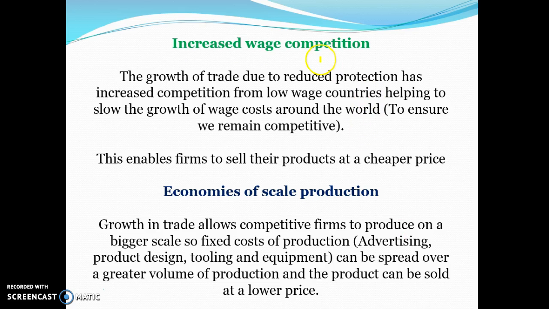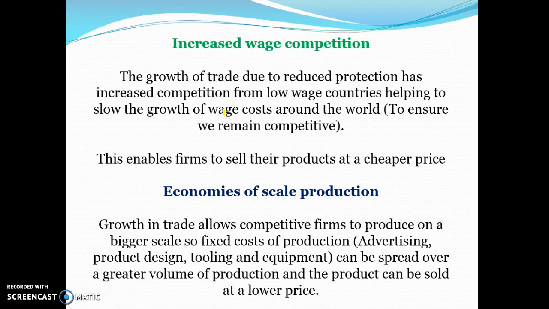Increased wage competition. So a lot of countries overseas have got low wage rates. If we reduce protection, we have to compete against those low wage countries. So therefore our wages have to remain quite low as well, and we have to keep our cost structures down. This enables firms to sell their products at a much cheaper price.